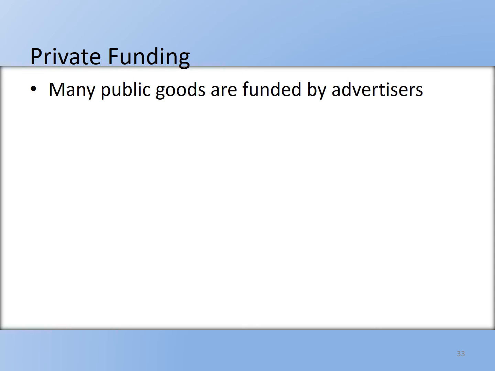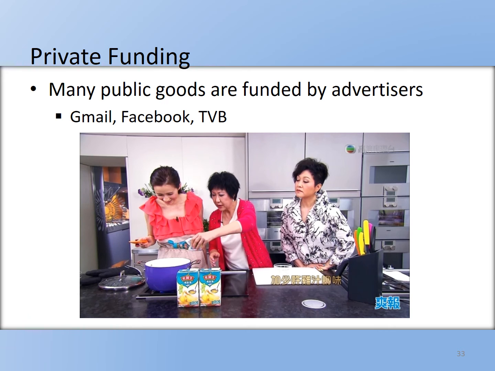Although public good is usually provided by the government, that is not to say that there is no private funding for public good. So many public goods are funded by advertisers. Good examples would be Gmail, Facebook, TVB. You pay nothing for these, but they are well funded. For example, this example, so this is what?